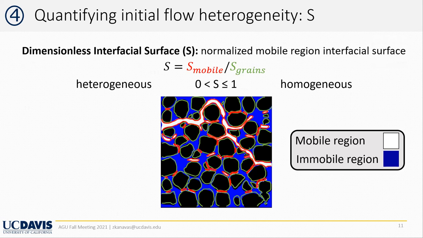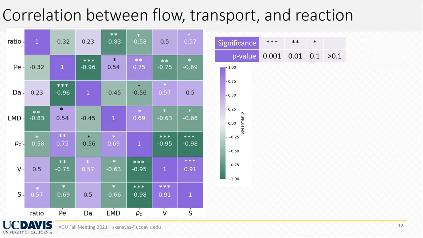When the dimensionless surface is closer to 0, the mobile region is spatially restricted, indicating a heterogeneous flow field. As the dimensionless surface approaches 1, the mobile region covers most of the void space, indicating a homogeneous flow field. Next, we assess the independence or correlation between the metrics of interest with this cross-correlation matrix.